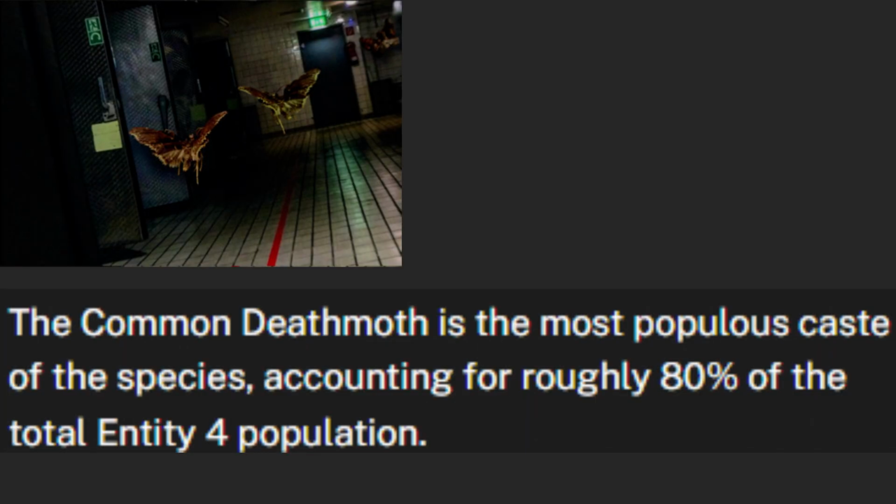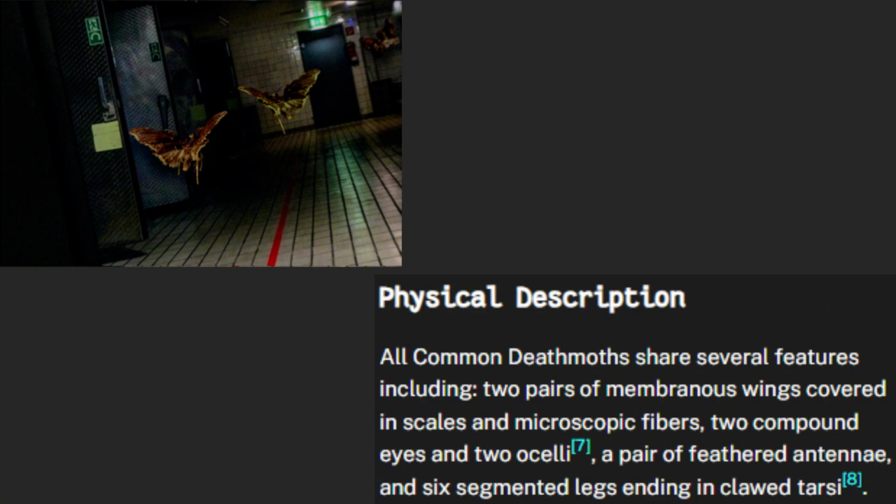Common death moth. The common death moth is the most populous caste of the species, accounting for roughly 80% of the total Entity 4 population. Physical description. All common death moths share several features, including 2 pairs of membranous wings covered in scales and microscopic fibers, 2 compound eyes and 2 ocelli, a pair of feathered antennae, and 6 segmented legs ending in clawed tarsi.